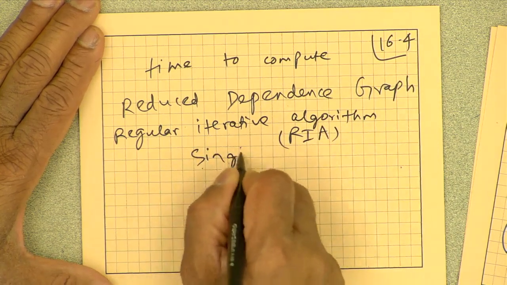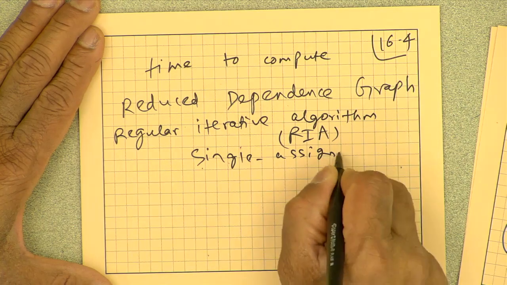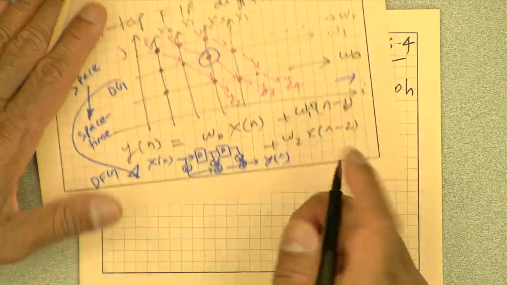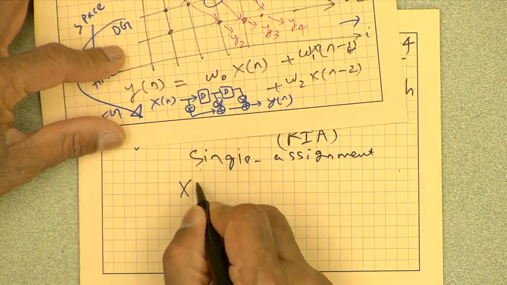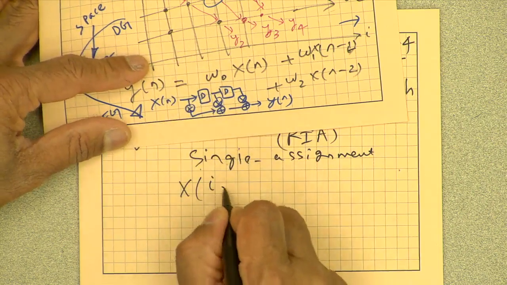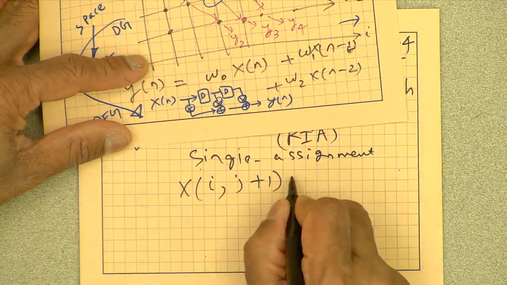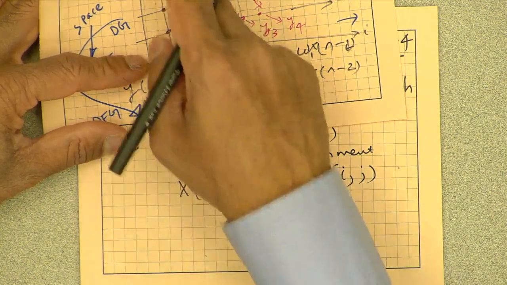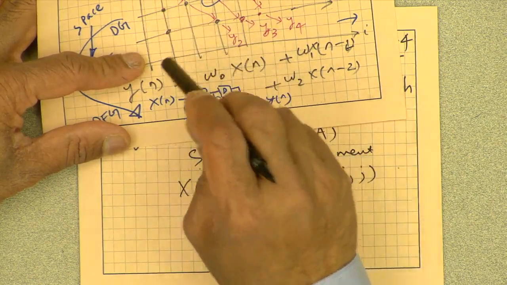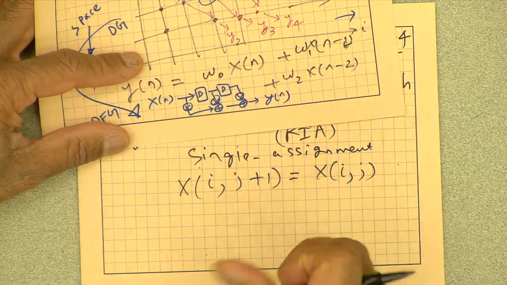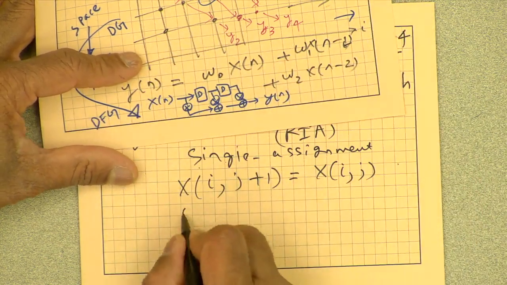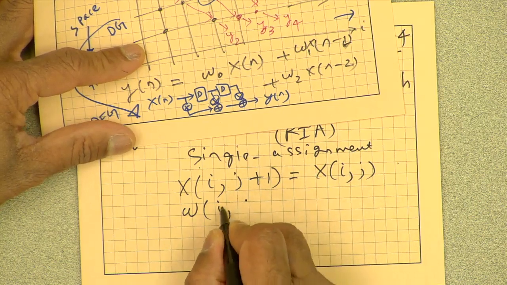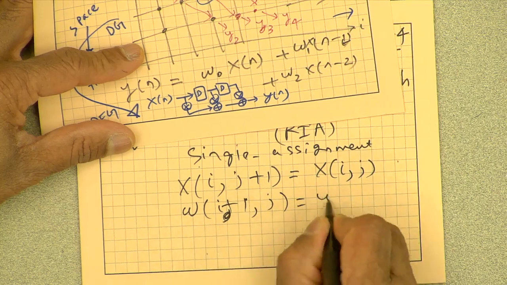which is a single assignment statement. Okay. So, this says that the x is going up. I can write x for the same value of i, and j plus 1 is the same as x i j. Okay. So, that says input is going up. So, input is going up means x i for the same value of i, j plus 1 is the same as value of j. Weight is going to the right, which means that w i plus 1 j is the same as w i j.